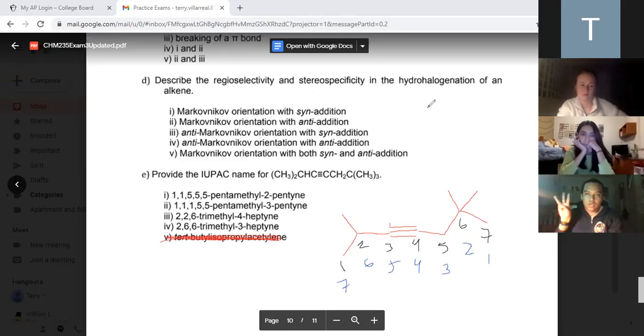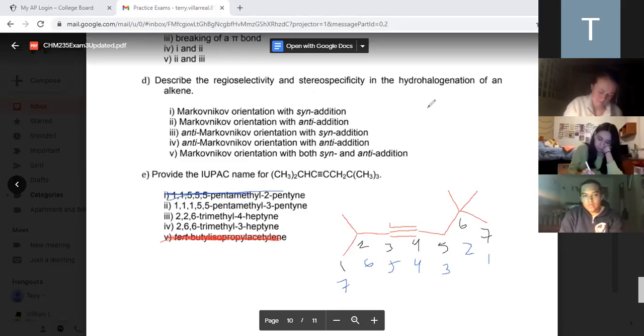3. So I can get rid of 2 because it cannot start on 2. There's no way that it can start on 2. 4 would be going the wrong direction. So now I have eliminated everything, and one of these answers should just make sense. Number 4. Yep.